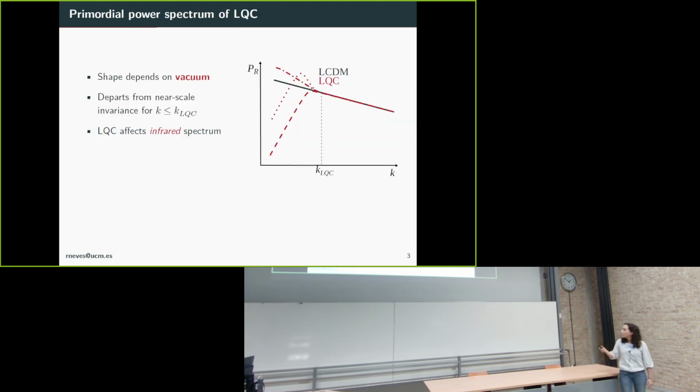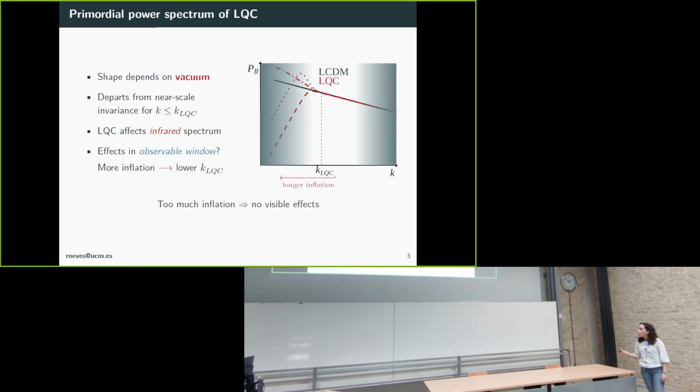So the concrete shape of the primordial power spectrum depends on the choice of vacuum. But in any scenario, in the ultraviolet, it will agree exactly with the power spectrum of standard cosmology, which is a near scale invariant power spectrum. And so the departures will be in the infrared, so below a given characteristic scale of the model. And then the question becomes whether these effects are within the observable window, or whether the bit that we observe is indistinguishable from the standard model.